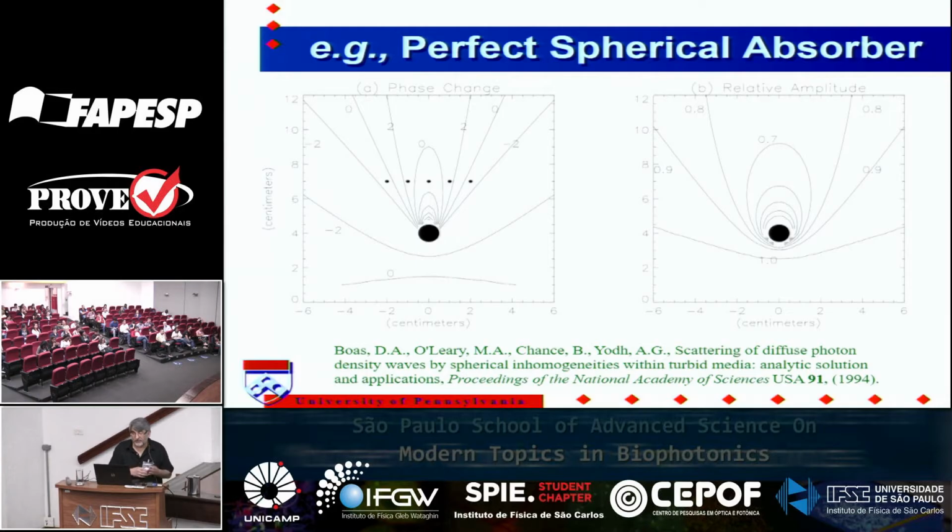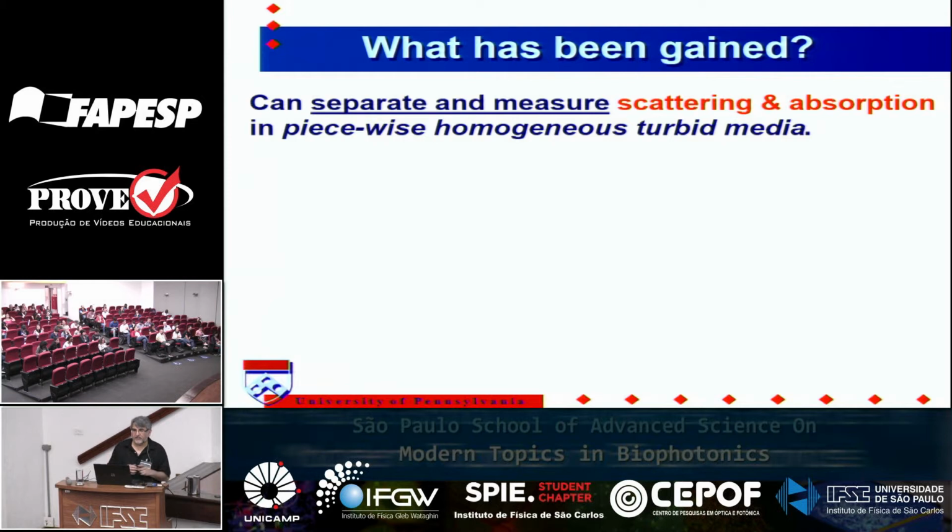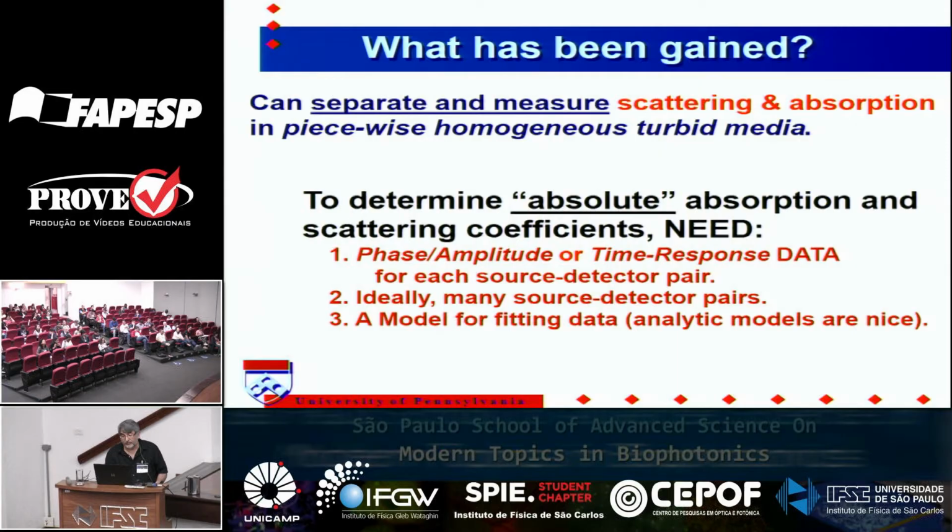And you can get, for example, these are the changes in the amplitude versus position, constant phase contours. Here's changes in the phase versus position for this object and a source over here, okay? So again, let's think about what we've gained. Basically, what we've gained now is we can separate and measure the tissue scattering and the tissue absorption in a piecewise homogeneous turbid medium, okay? We started with basically a lot of uncertainty. Now we're sort of reducing that.